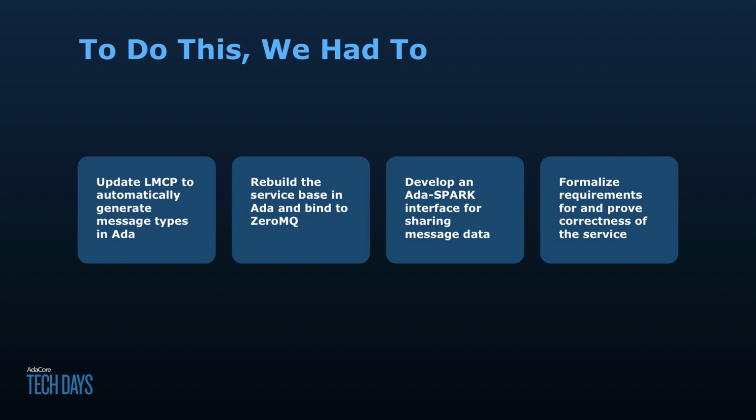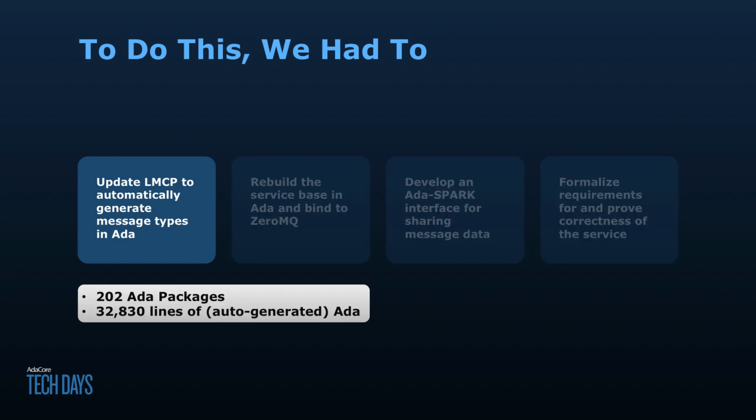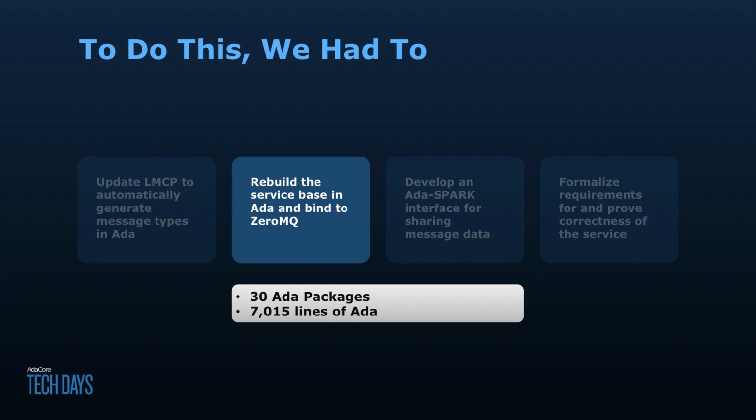To accomplish all of this, we had to do 4 things. So first, we had to update the message set itself to be in Ada. Originally, the message set was provided in Java, Python, and C++. AFRL did a lot of work to take the generator for this message set and to rewrite it so that it would emit Ada code. We worked with AFRL to complete this. It's a good thing it was automatically generated because this was 202 packages and 32,000 lines of code.